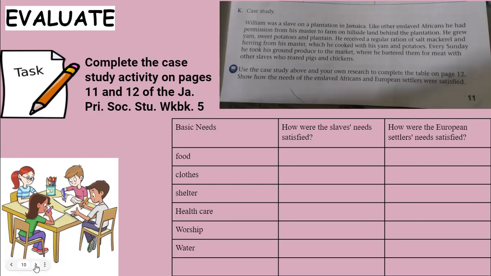You're going to do the same for the Europeans, in the respective column to my right. You're also going to look at shelter, healthcare, worship, and water. And you are going to tell how all these needs were satisfied.